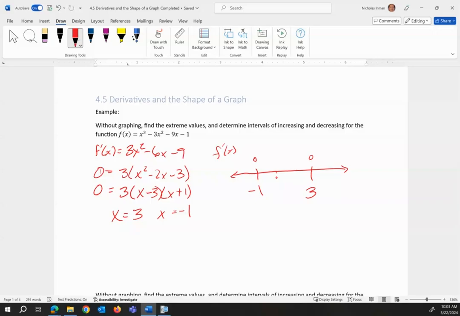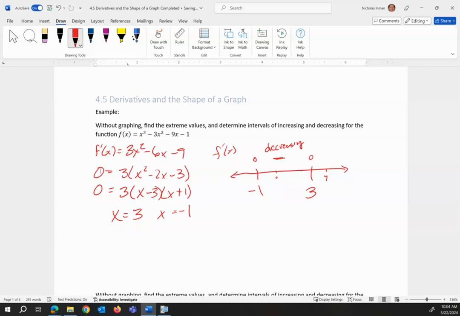I can plug that into my equation, either here, here, or here. It's probably easiest to plug 0 into this. 0 squared, 0 times 6, so we get -9. So our function in this zone is decreasing. Our derivative is negative.